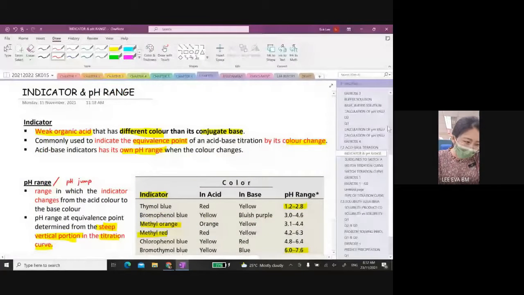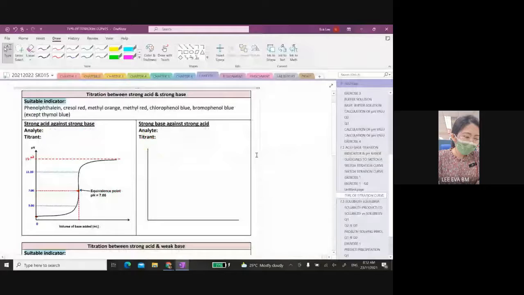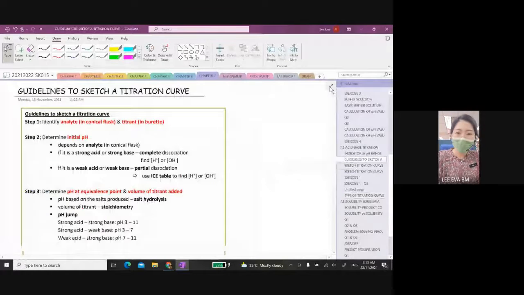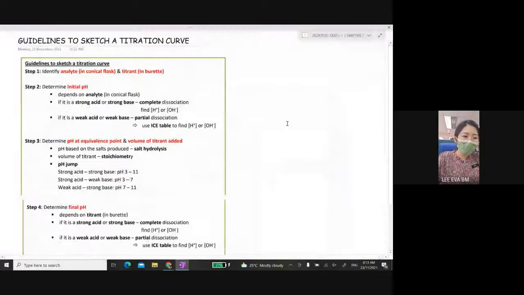And the next page we want to look at, if you look at your notes, the next page will be the type of titration curve. This one we will leave until the end. So I want you to look at the guideline first. Okay, can you find this page? The guideline to sketch a titration curve.